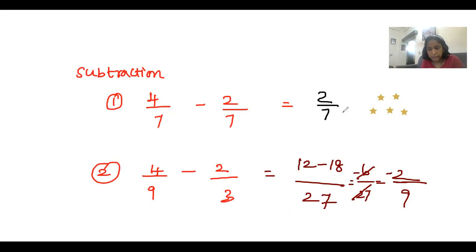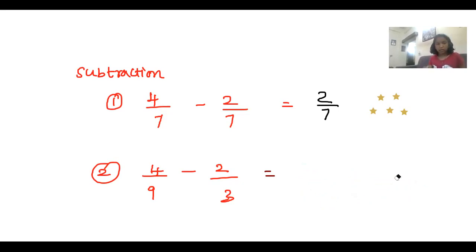Are you getting negative 2, dear? You're not? Are you sure? Can you check once? So you're getting 6 minus 4. The top one is 4 because 9 will be as it is, and 2 will become 6, isn't it? Yes, 2 will become 6. And what is 4 minus 6? It's not 6 minus 4. It's 4 minus 6.